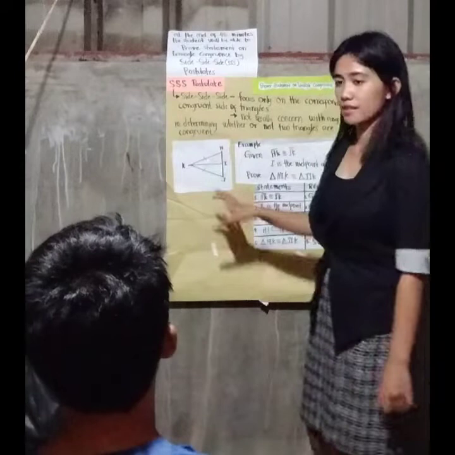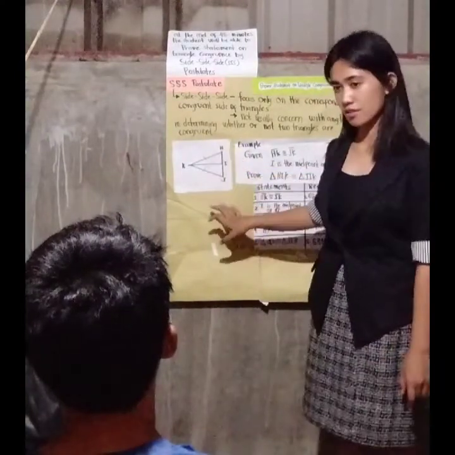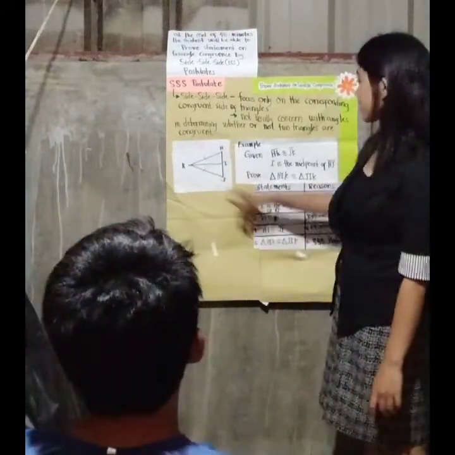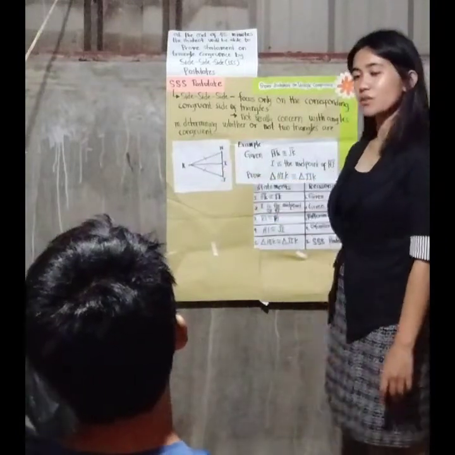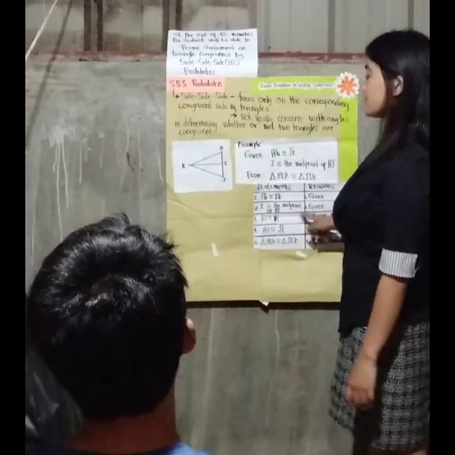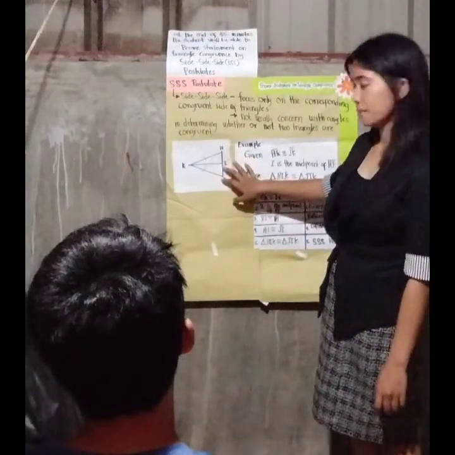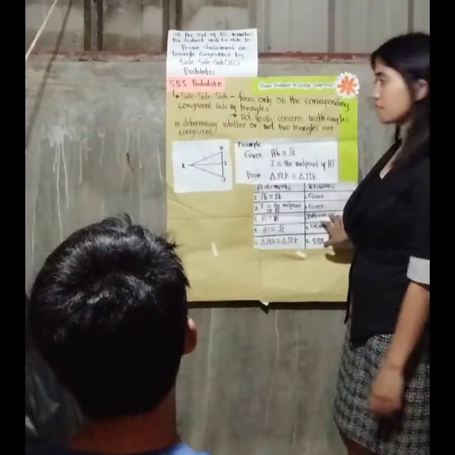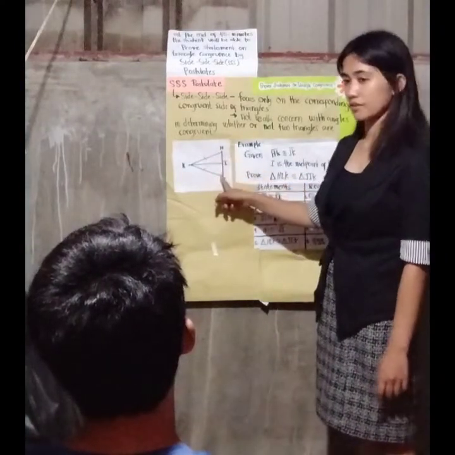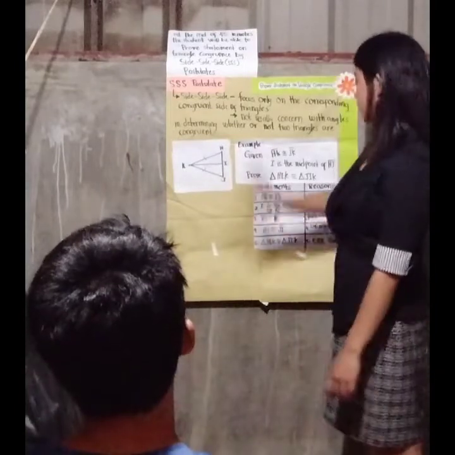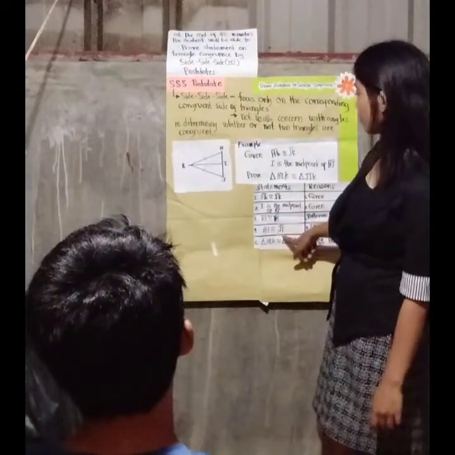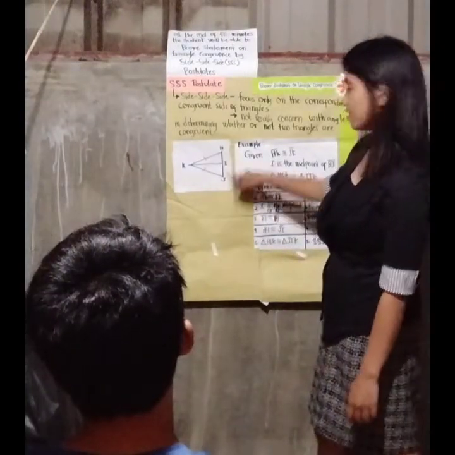Now, let's see the triangles. The definitions of the triangles. For the third statement, line KI is congruent to KI. So, what is the reason? It is the reflexive property. So, you write there the reflexive property. Understand? Okay, let's proceed.